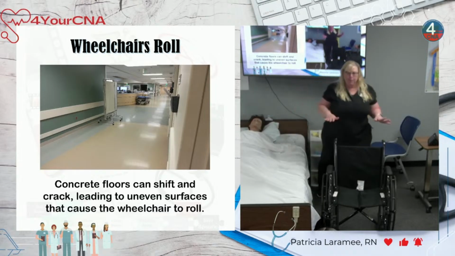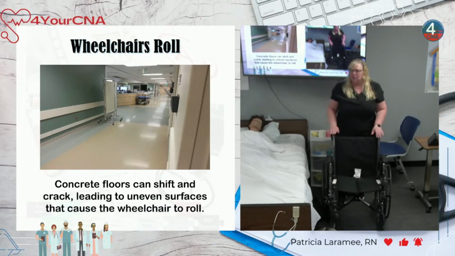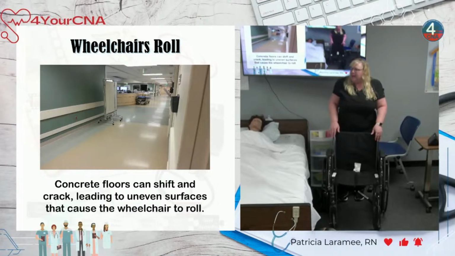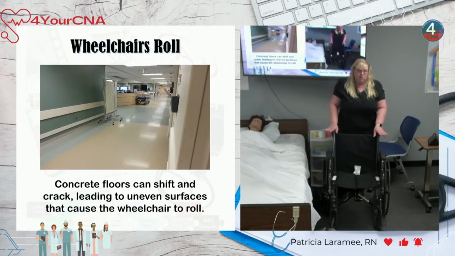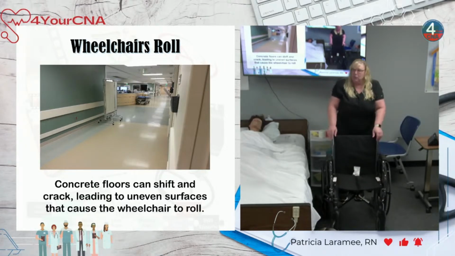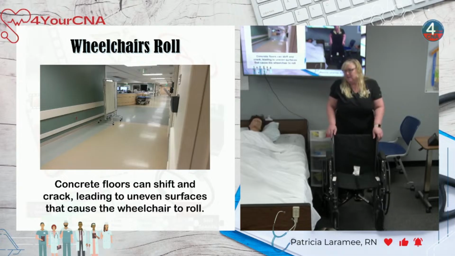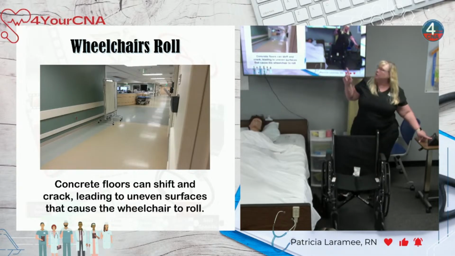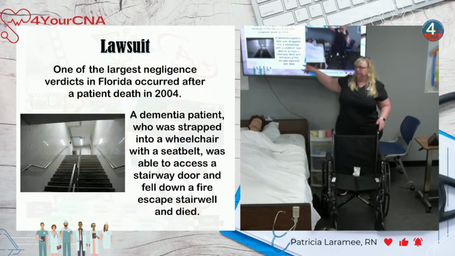If we have a person in this chair, body weight in this chair, and the floor is not level and the brakes are not locked, this can start to roll. And basically, whatever the patient runs into is what's going to stop it. That's a problem. So all wheelchairs have to be locked, and this is why.